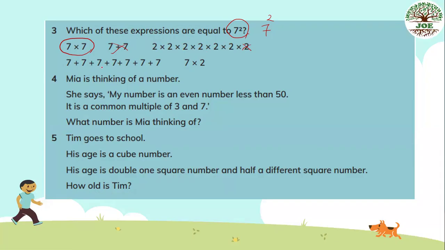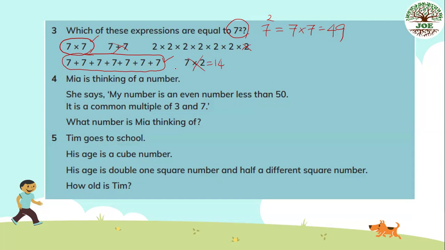And adding 7 7 times, this is correct, because multiplying is adding repeatedly. 7 squared is adding 7 7 times. So this is correct. 7 times 2 is only 14, no? 7 times 7 must be 7 squared. So the correct answers are 7 times 7 and adding 7 7 times.